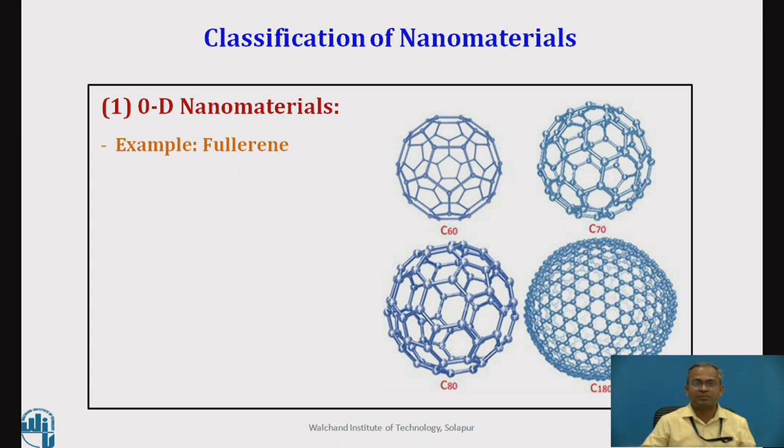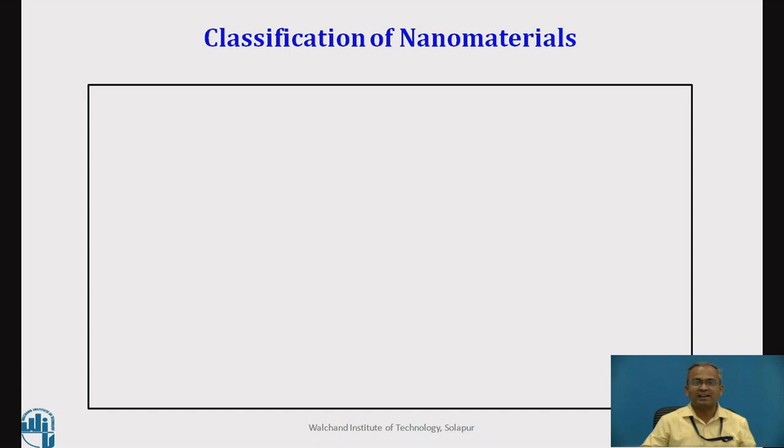One of the most famous examples of 0D nanomaterials is fullerene. Fullerene is a unique symmetrical allotropic form of nanocarbon. It is a spherical structure made by arranging carbon atoms in regular polygons, that is, pentagon and hexagon structures. The second category of nanomaterials is one-dimensional nanomaterials.